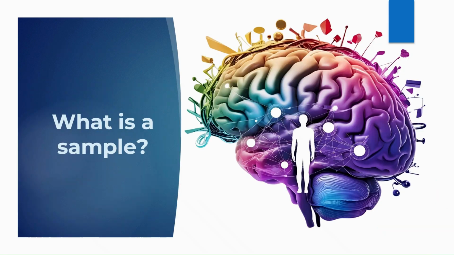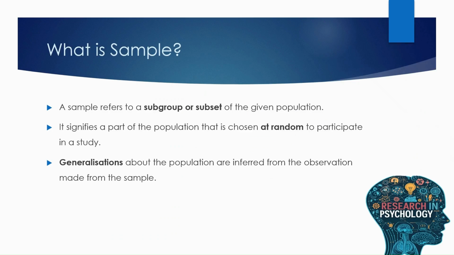Now that we have seen what is a population, let's see what is a sample. So a sample refers to a subgroup or subset of a given population. When you have a population, that would be a large number of individuals or units which you have to study. In cases where it is not possible for you to conduct a study on all those individuals in this population, what you do is take a representative sample, or a subgroup or a subset. Now this representative subgroup or subset is called a sample.